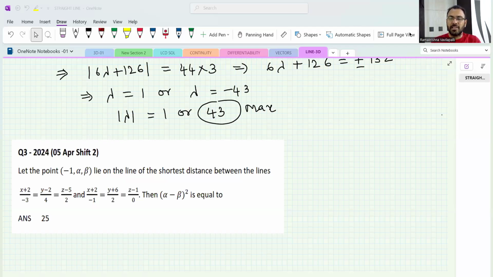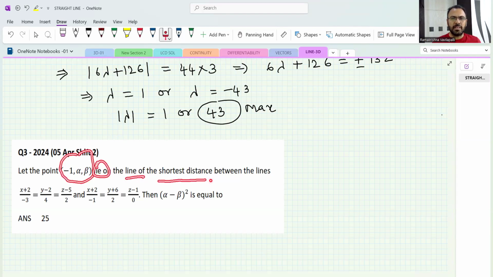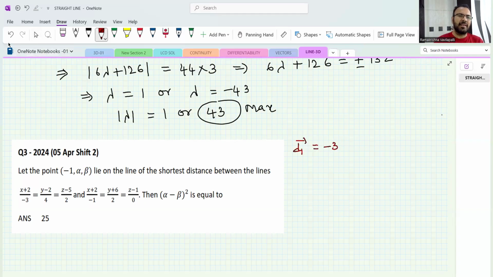Here is a question regarding the shortest distance line. You see that this point lies on the line of shortest distance between the two lines. Then what is alpha minus beta whole square? So we have to find out the shortest distance line. The procedure starts now. What is D1 bar vector? That is the direction ratios of the first line.